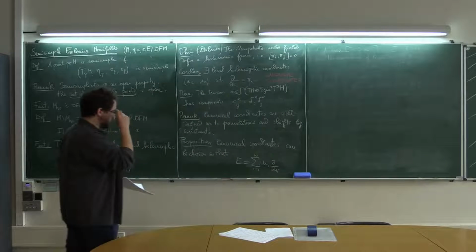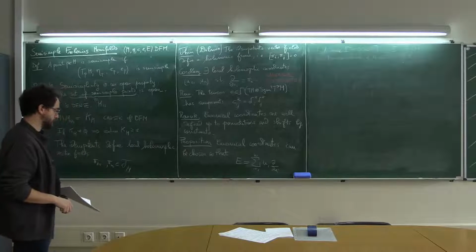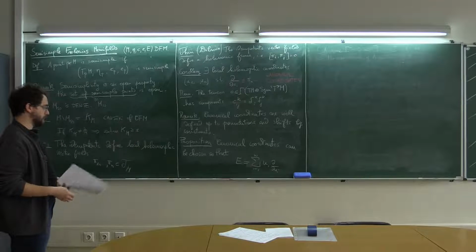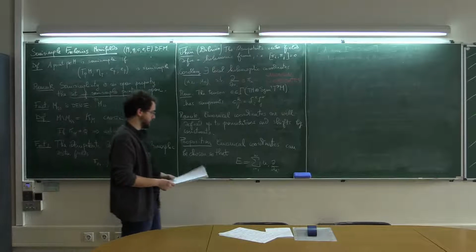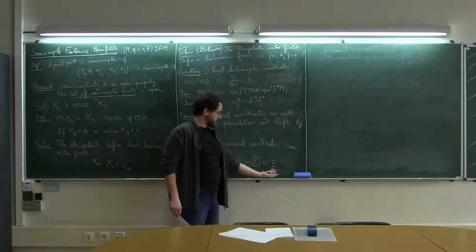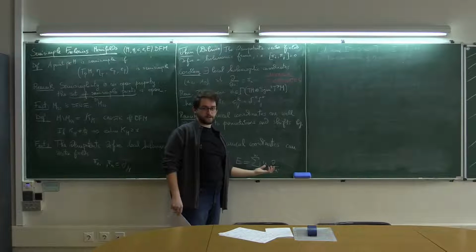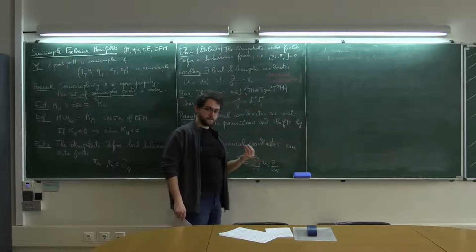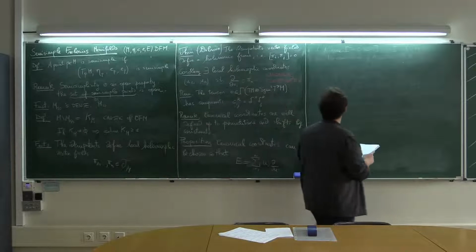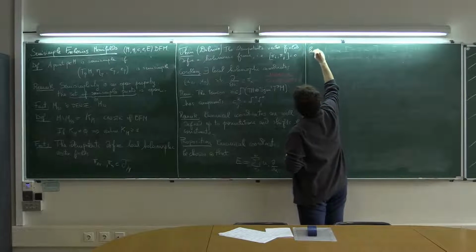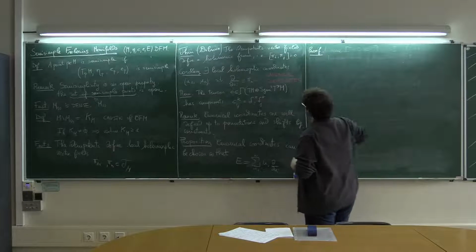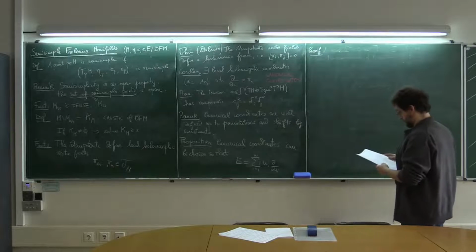I want to prove the following, that we can choose canonical coordinates in such a way that the components of the Euler vector field with respect to the idempotent vectors are just the canonical coordinates ui themselves. So how to prove this result? We prove it as follows.